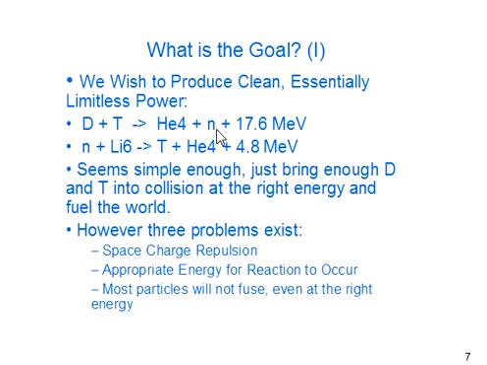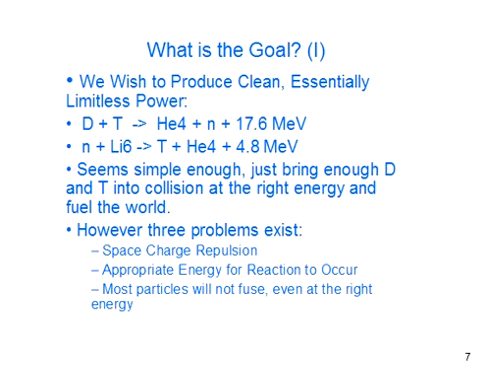Note that the neutron in the first reaction is used to produce tritium, and that the tritium in the second reaction can be used again in the first reaction. This seems simple enough. Just bring enough deuterium and tritium into collision at the right energy and one could fuel the world. However, 3 problems exist.